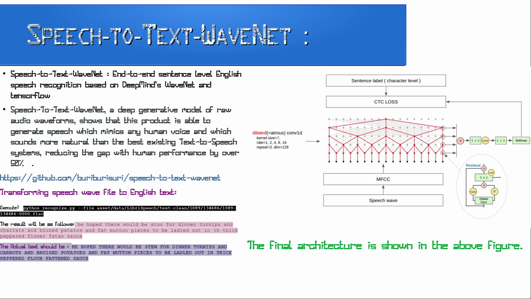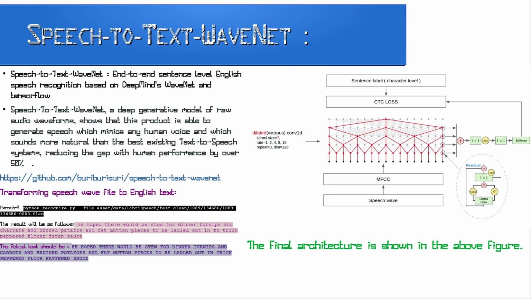The fifth awesome cool project using TensorFlow is Speech-to-Text WaveNet. Speech-to-Text WaveNet is an end-to-end sentence-level English speech recognition library based on DeepMind's WaveNet and TensorFlow's framework. This project used the free VCTK voice cloning toolkit dataset instead of using single CTC loss, because VCTK provides sentence-level labels. As a result, we used only dilated Conv1D layers.